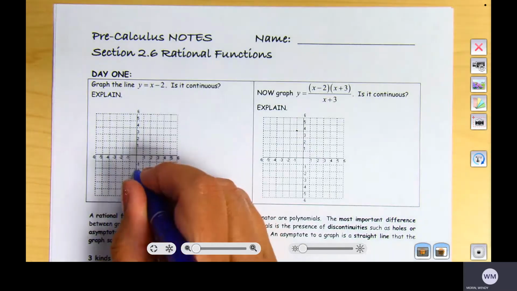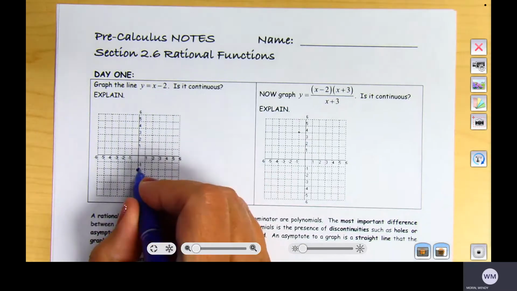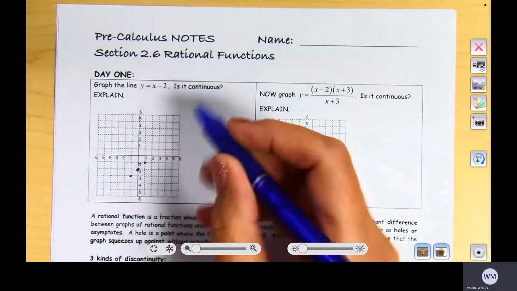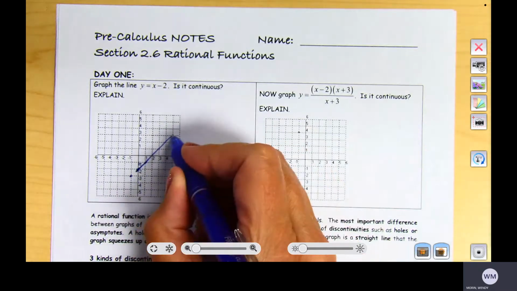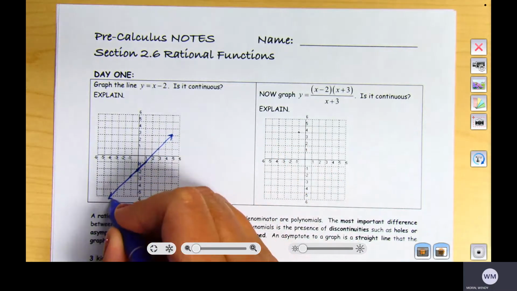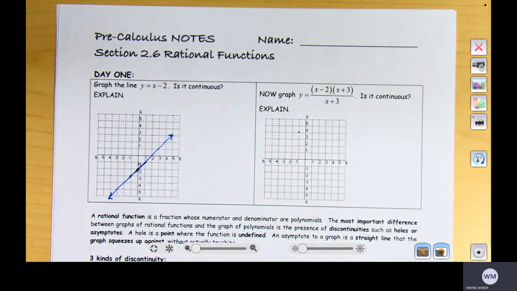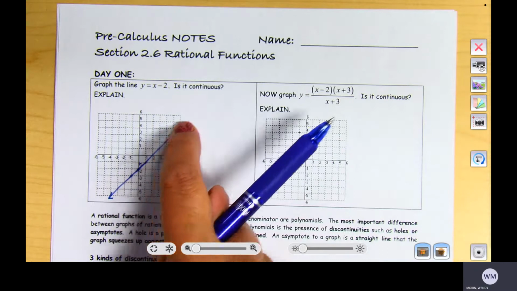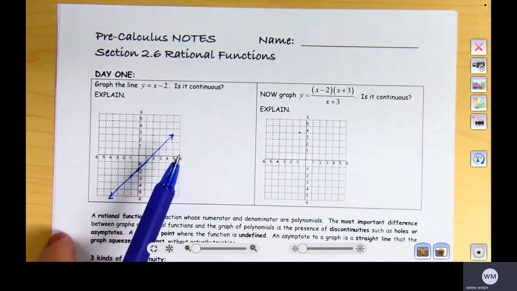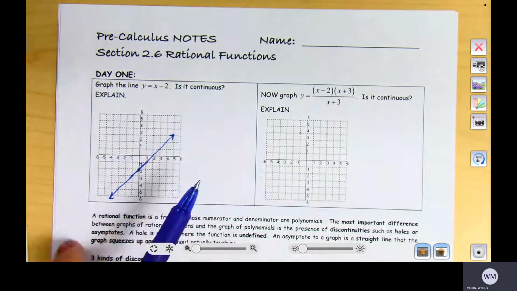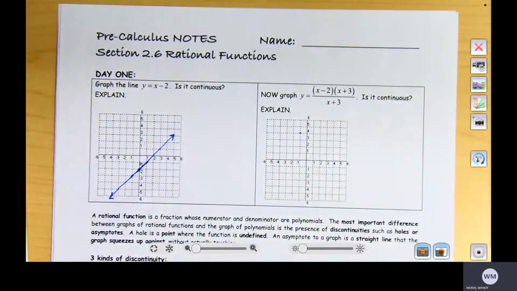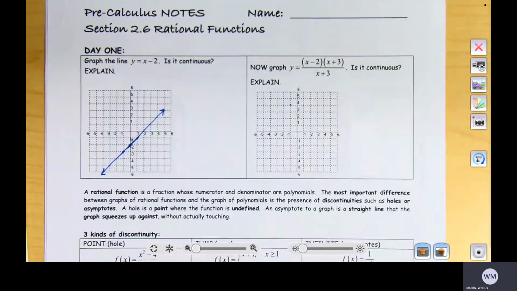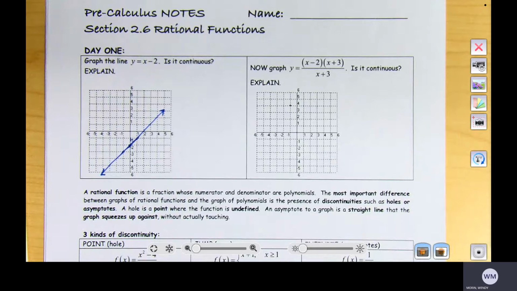Well, we know that that means you have a y-intercept at -2 and you have a slope of 1 over 1. So that's a linear function with a polynomial that's continuous everywhere. Okay, so why is it continuous? Well, because I can trace it with my finger forever, reading from left to right, and I never have to pick up my finger. So that's a continuous function. All polynomials are continuous. Okay?